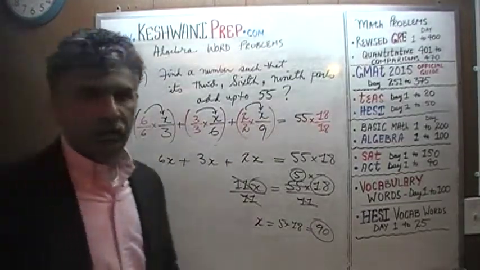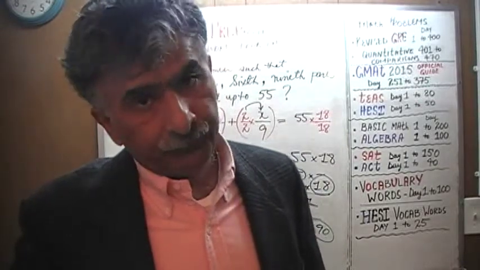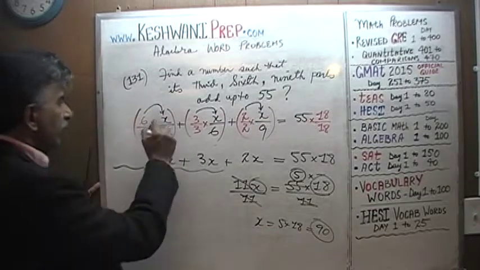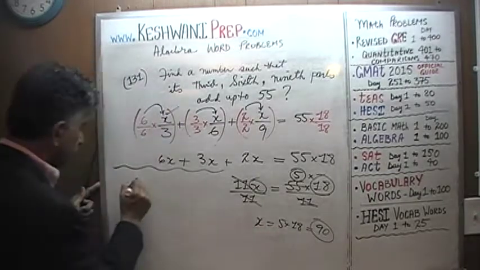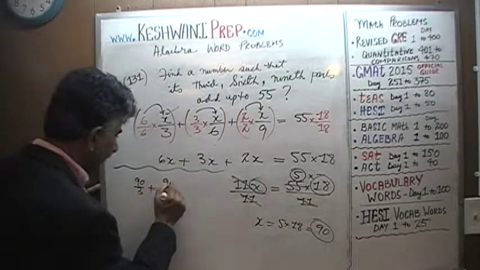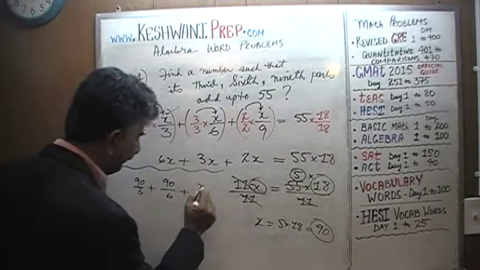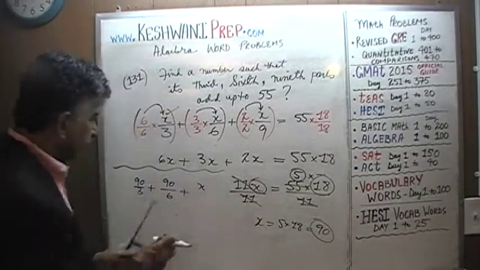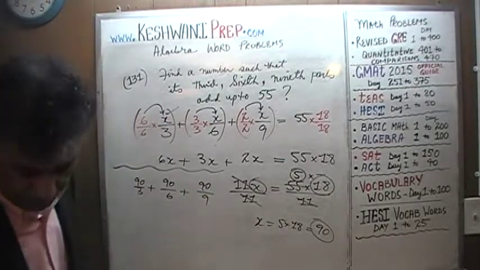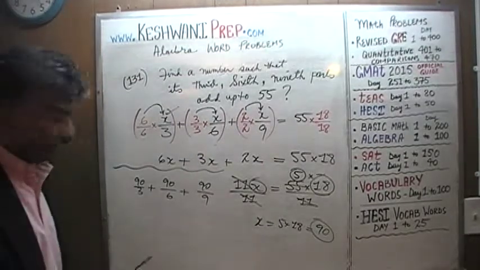As always, we're going to take 2 seconds to make sure that our answer is indeed correct. We're going to verify it. The problem tells us that if you were to take a third of 90, and if you add up a sixth of 90, and if you were to take the ninth of 90, these three quantities, according to the problem, should add up to 55. Let's see if they do or not.